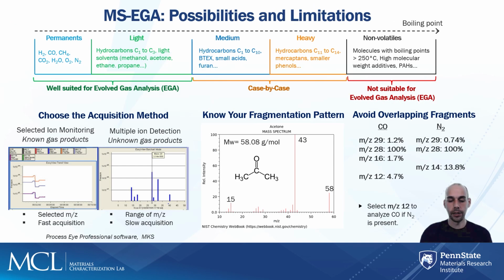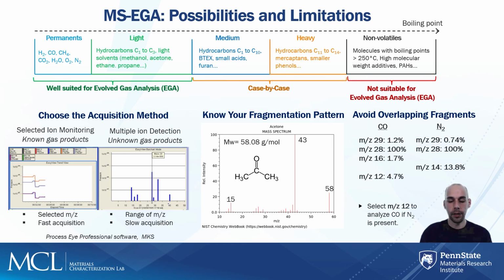Evolved gas analysis using mass spectrometry is perfectly suited for permanent gases like hydrogen, carbon monoxide, methane, carbon dioxide, water, oxygen, and nitrogen, or light gases such as hydrocarbons C1 to C3 and light solvents. Medium and heavy gases present more challenge, and gases described as non-volatile with a boiling point above 250 degrees are not suitable for evolved gas analysis using mass spectrometry due to their potential condensation in the transfer capillary line.